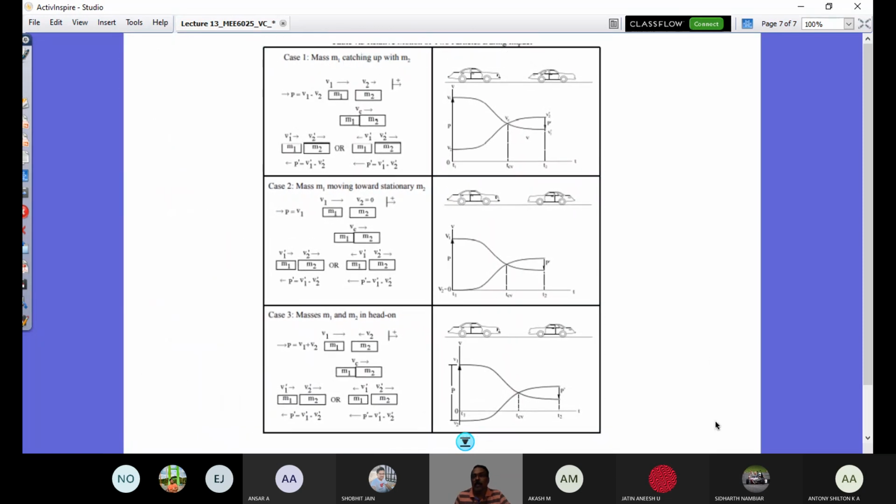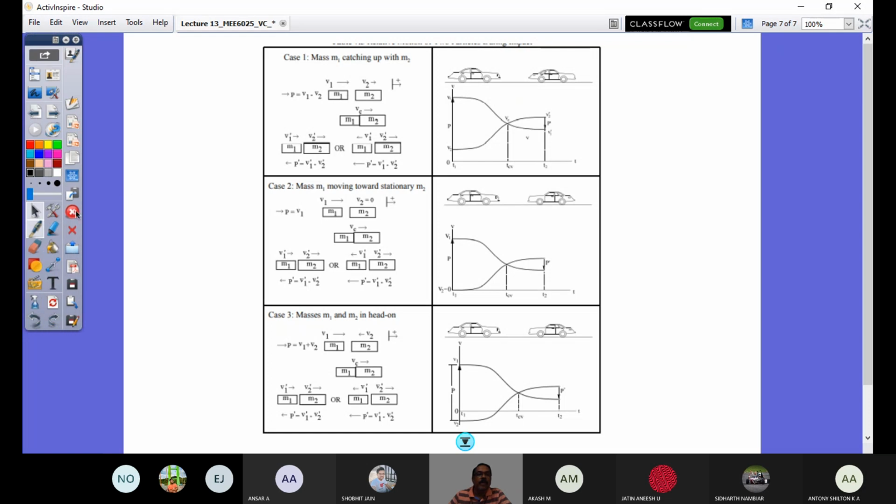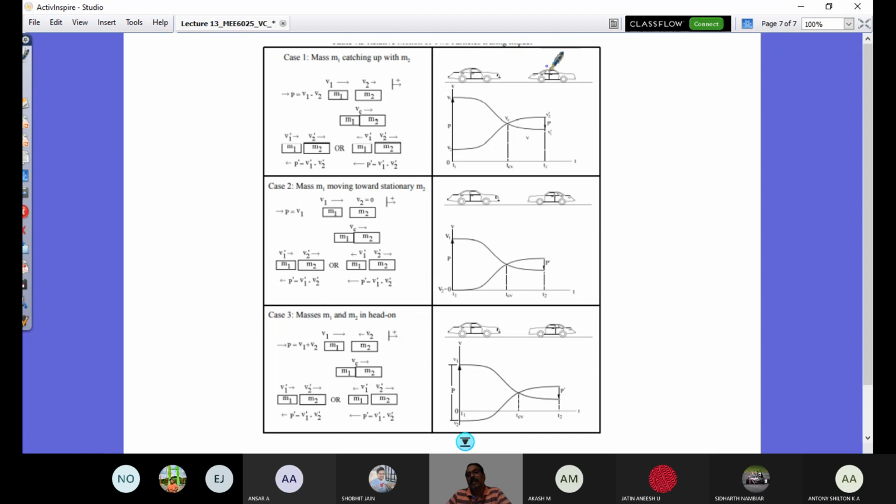So in this table, you would be able to see now 3 cases where mass M1 is catching up with mass M2. You have here a vehicle which is catching up with the second vehicle, and it is going to hit from the rear because the speed V1 is greater than V2. So relative velocity is P. This is just before collision, and these two together with the Vc velocity, that's this point, and then it gets separated.